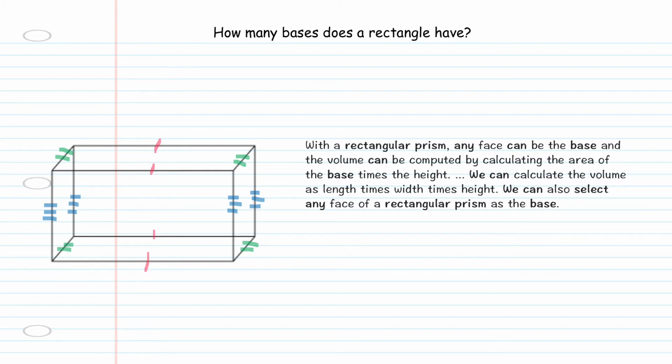That is the reason why you can choose any side or face of a rectangular prism to be your base. In other words, with a rectangular prism, any face can be the base, and the volume can be computed by calculating the area of the base times the height. Or we can calculate the volume as length times width times height. You can also select any face of a rectangular prism as the base.